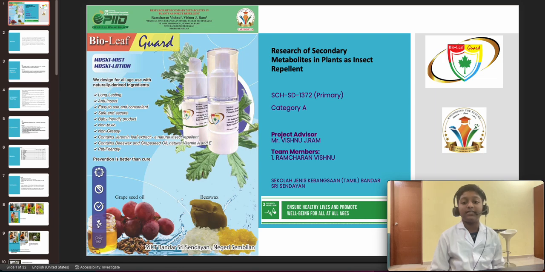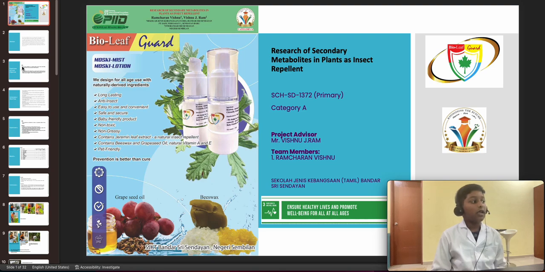Indirect defense is helped by the release of a blend of volatiles that specifically attract natural enemies. Secondary metabolites such as terpenoids, alkaloids, and phenols are organic compounds in plants which are not necessary for plant growth but essential for reducing plant volatility and a deterrent for pests.